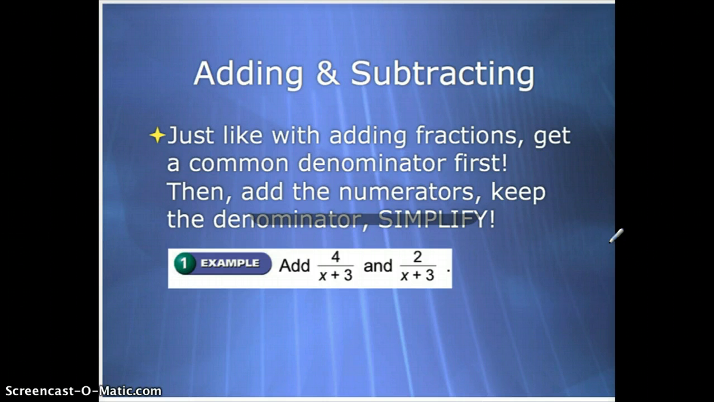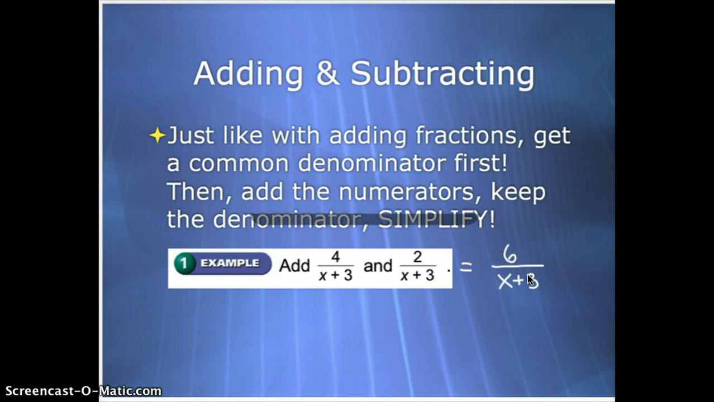So if I'm going to add 4 over x plus 3 and 2 over x plus 3, I notice x plus 3, they're the same denominator. So I'm going to add my numerators. 4 plus 2 is 6. Keep my denominator, x plus 3, that stays the same.